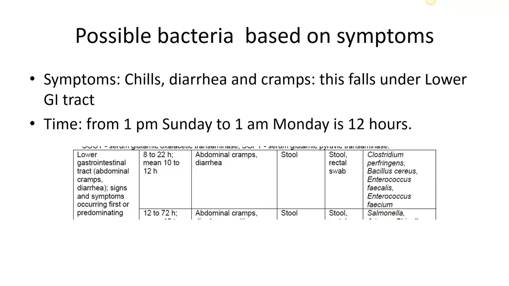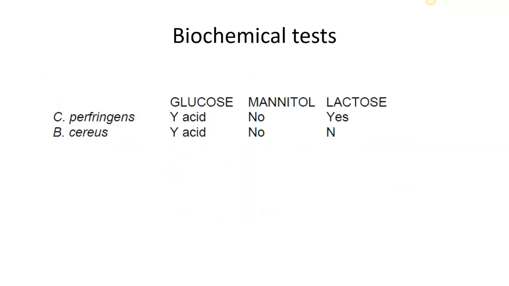It says what you want to analyze is stool. So you're going to take a rectal stool swab, and we're going to let them teach you how to do that in nursing because we are not doing that in our laboratory. Out of this, we get the possibility of Clostridium perfringens, Bacillus cereus, Enterococcus faecalis, and Enterococcus faecium. We can take out the Enterococcus because it's cocci, which leaves us with 2 possibilities, Clostridium perfringens and Bacillus cereus. We got to be able to differentiate between them.